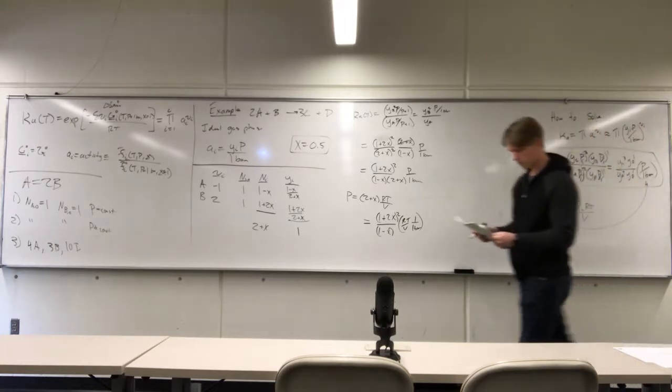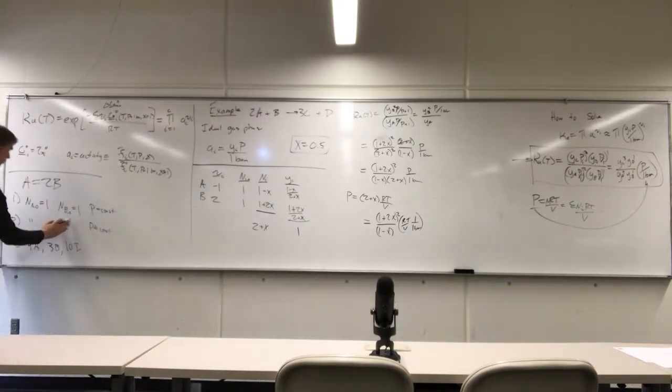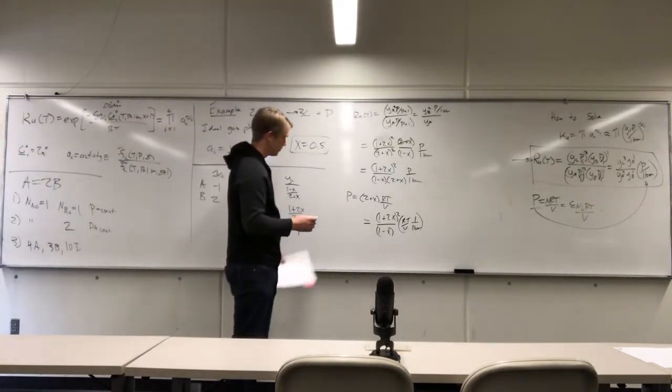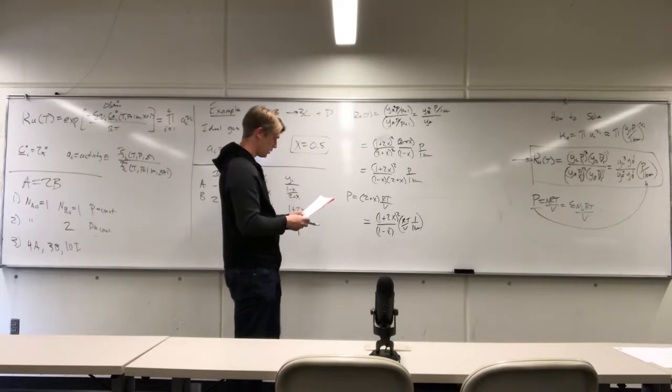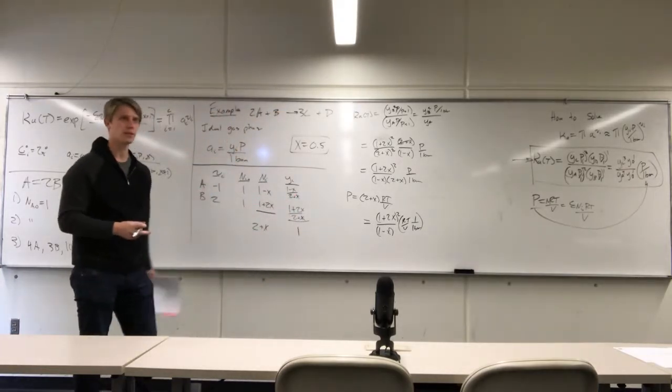Oh, I wrote this wrong. This is actually 2 moles of B, as I've written in the problem's example. But it doesn't actually affect the final answer, because it all cancels out.